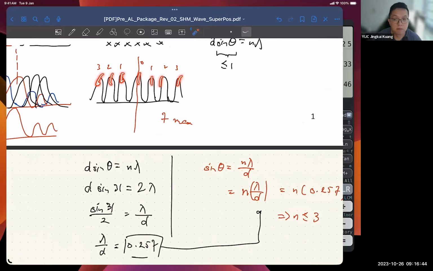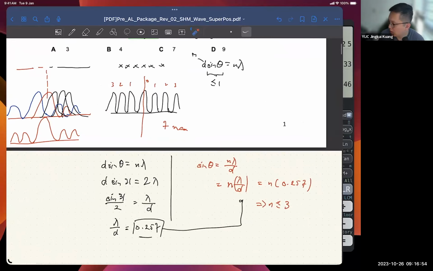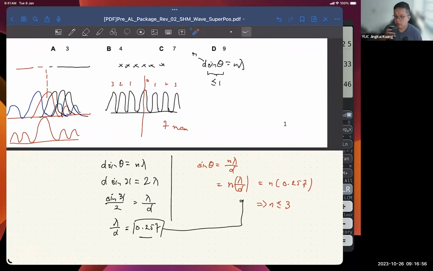Can? Anything you want to clarify about diffraction grating? Since we are talking about diffraction grating now, you can type. No? Nothing.